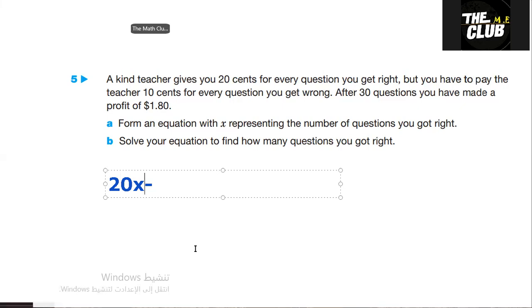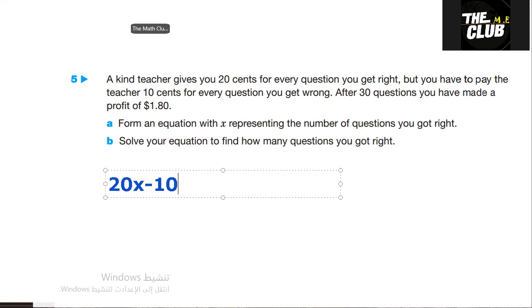لأن نحن ما عرفناش كم سؤال جاوبته صح أنت. فحنقول 20 times x minus شنو؟ minus 10 اللي هي شنو؟ 10 cents. 10 cents for each question you get wrong. But you have to pay the teacher 10 cents for every question you get wrong.